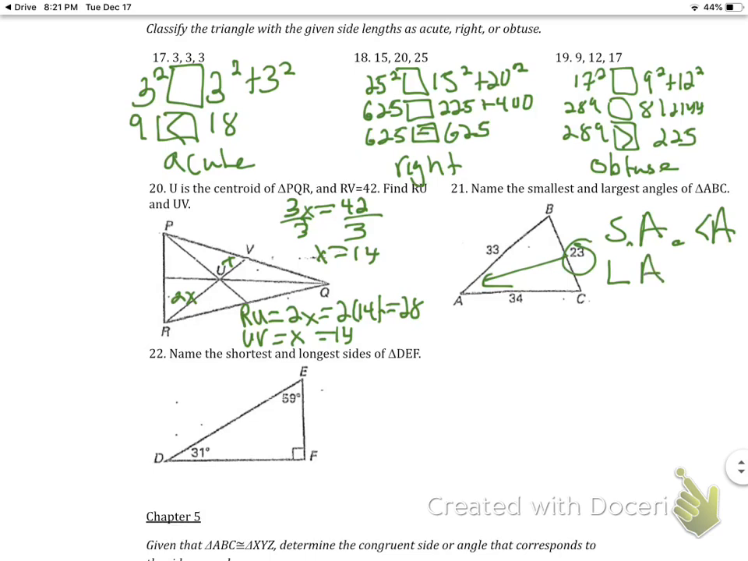The largest angle is going to be across from your biggest side. We see 34 is your biggest side. The angle across from it is angle B. Then we move on here. Name the shortest and longest side. So it's just the reverse of what we did.